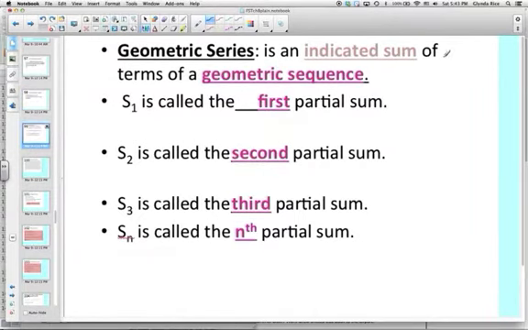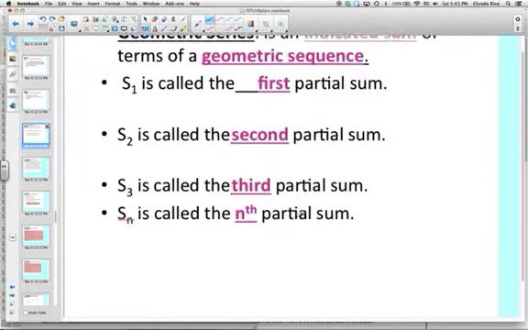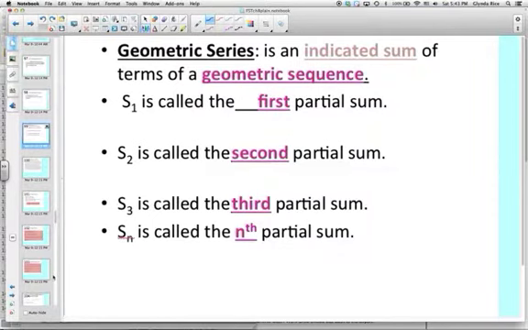A geometric series is an indicated sum of the terms in a geometric sequence. As you add them up, you call a certain sum of terms a partial sum. When you have just the first term, you have the first partial sum. When you're adding the first two terms, you call that the second partial sum. When you're adding the first three terms, you call that the third partial sum. And when you add all of them, but it is a finite number of terms, it is the nth partial sum. So if you're adding 15 terms, that would be the 15th partial sum.